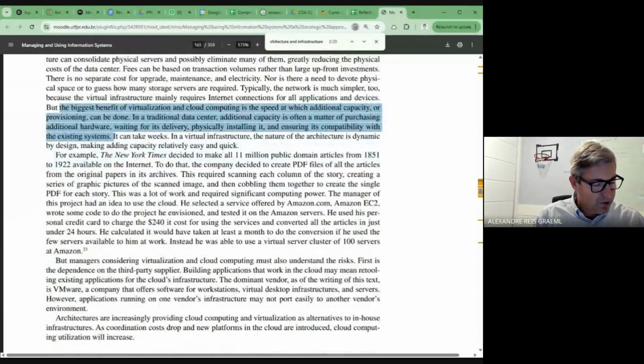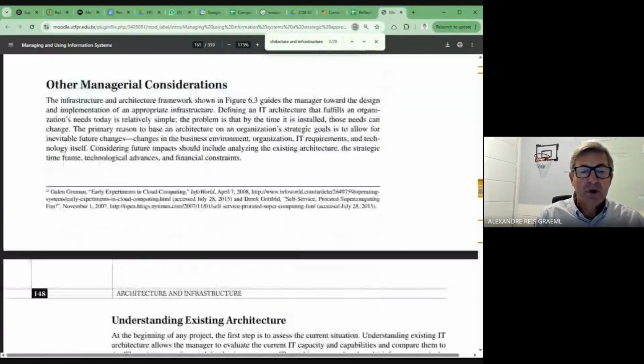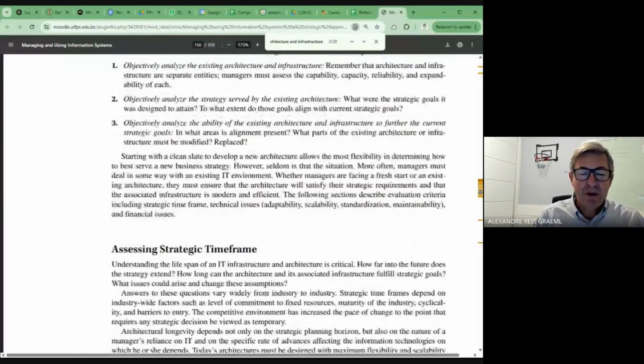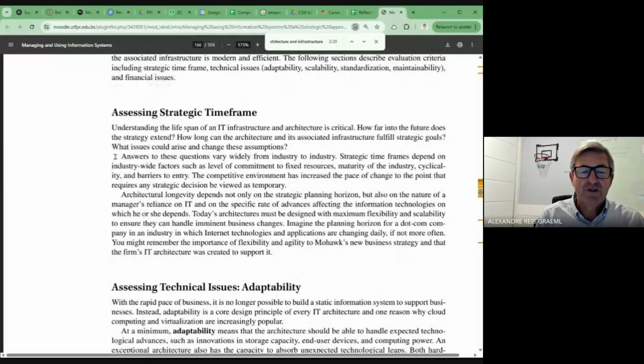Okay, then we have some discussion here about assessing the time frame, strategic time frame. Notice that understanding the lifespan of an IT infrastructure and architecture is critical. How long will that last? Remember that the costs involved in acquiring technology and developing infrastructure are heavy. How long will we be able to benefit from that?